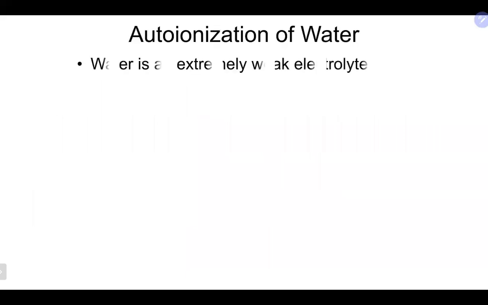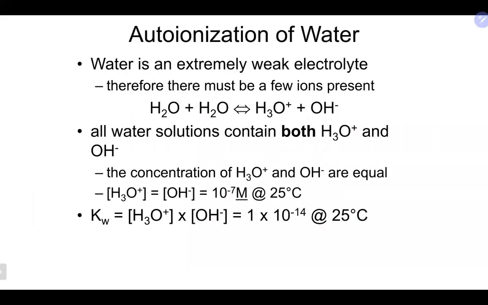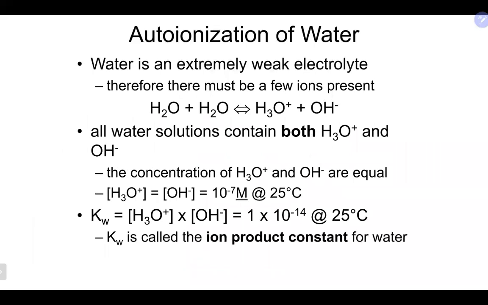Now there is a relationship between H2O and the H plus and OH minus concentration. And this is what is referred to as KW. KW is the ionization constant for water. KW is equal to the concentration of H plus times the concentration of OH minus, and that equals 1 times 10 to the minus 14.